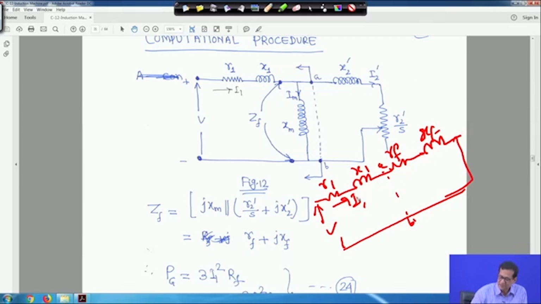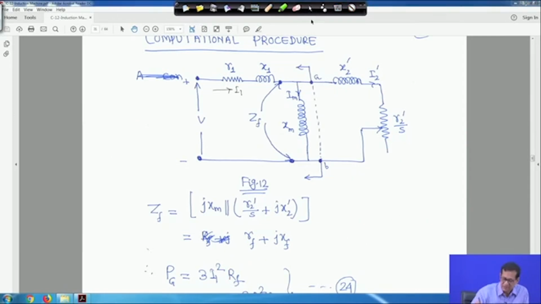So Pg, actually the same I1 current is now flowing after making this equivalent. So same I1, so Pg will be 3 I1 square Rf, because this is my Rf. Here I have written small Rf, so better you make it small Rf, so there should not be any confusion. Rf is equal to small Rf. So this is small Rf, 3 I square Rf.